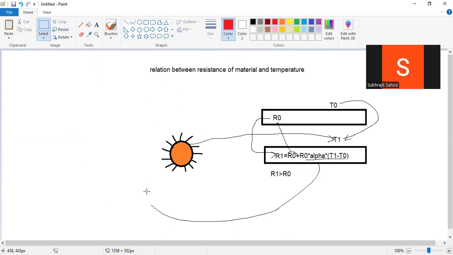Now because of the heat from sunlight, what happened here? The temperature changes from T naught to T1. So if the temperature changes from T naught to T1, then how much will the resistance change? The resistance will change from R naught to R1. What is that R1 value? R1 value is R naught plus R naught into alpha into T1 minus T naught. What is alpha? Temperature coefficient. Just before I told about this, right?